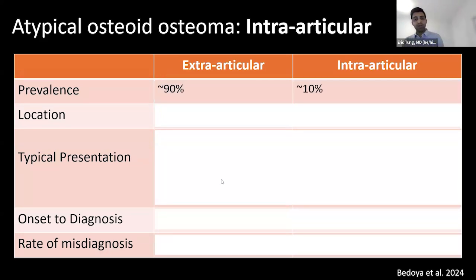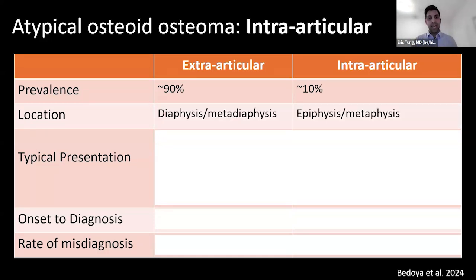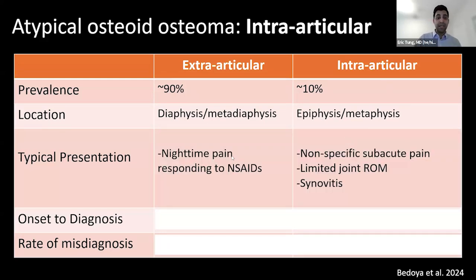And so when we think about extra-articular versus intra-articular osteoid osteomas, only 10% of them are actually intra-articular. And, by nature of being intra-articular, while the majority of extra-articular are going to be diaphyseal or metadiaphyseal, the intra-articular ones will typically be epiphyseal or metaphyseal. Now, we talked about the typical presentation for extra-articular osteoid osteomas, which is nighttime pain that's responding to NSAIDs. But intra-articular osteoid osteomas can present a little bit differently.